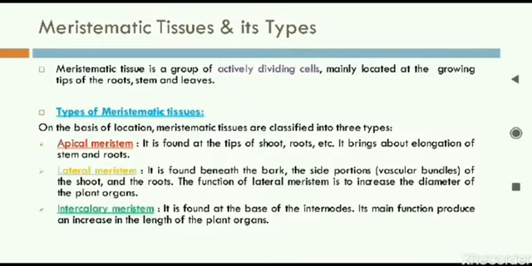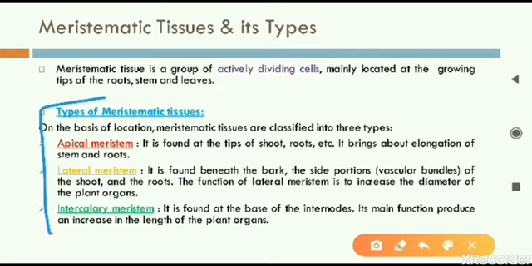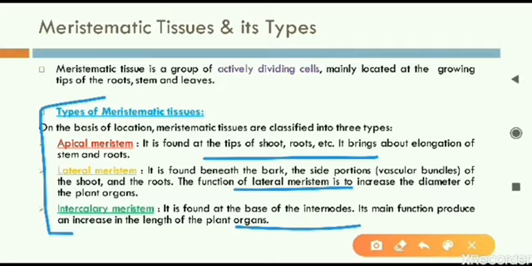This is what you're supposed to write in your homework answer: the types of meristematic tissue and those subcategories. That is apical meristem, found at the tips of the plant parts, and what it is doing is elongation. It increases the length of the plant stem and the root. Second, lateral meristem, found beneath the bark. It increases the diameter of plant organs. Third, intercalary meristem. It is present at the base of internodes, and it is responsible for the growth of the plant organs. That is, the branches of the plant are grown by the help of intercalary meristem.